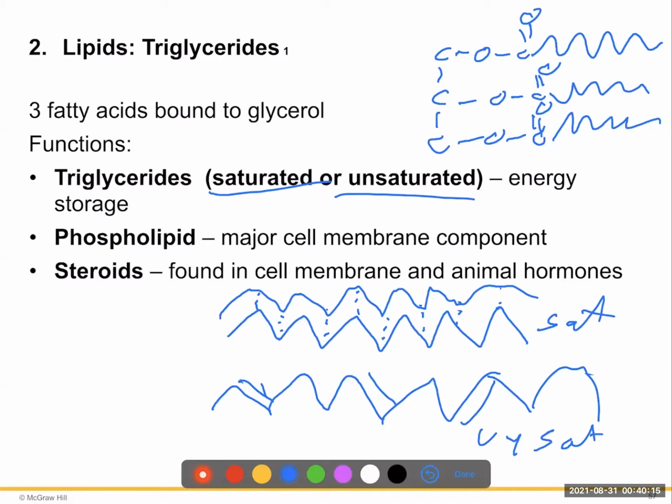Okay. Phospholipids are also formed by fatty acids. They make up cell membranes, and steroids are formed. The hormones make up components of the cell membrane.